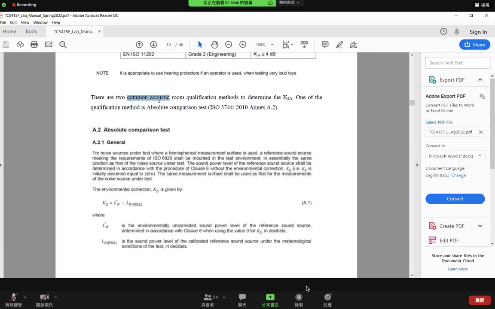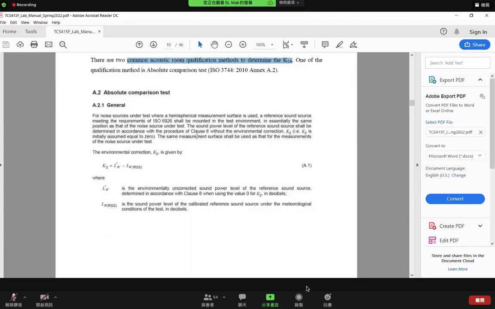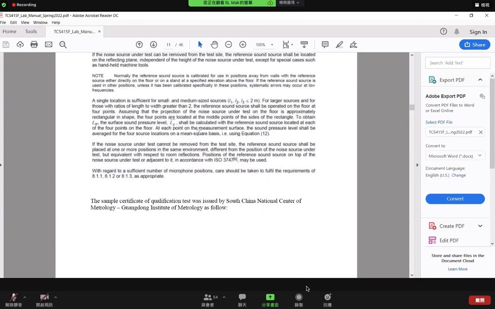There are two common acoustic qualification methods to determine K2A specified in 3744. The first one is the absolute comparison method. We will use a standard sound source. It means there is a device to emit a single frequency sound, and then we will check the sound level at different locations and then calculate the K2A.